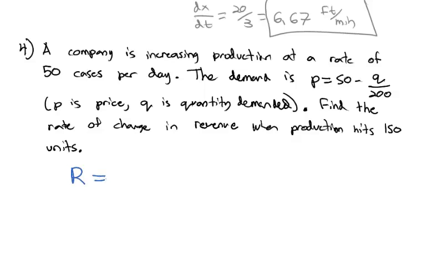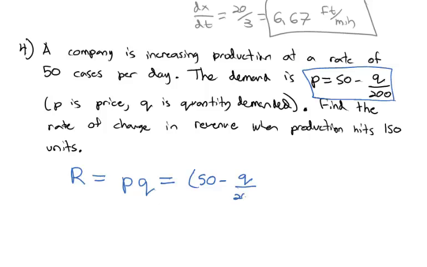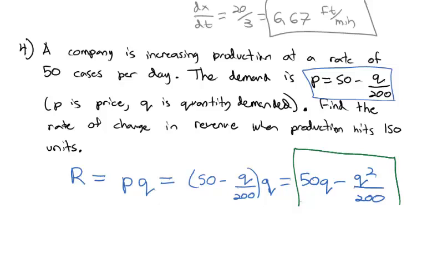Well, you'll remember that the revenue equation is equal to the price times the quantity that we sell. Price times quantity is revenue. So we've got an equation for P, so let's plug that in. P is 50 minus Q over 200, times Q. And so when we distribute, we get 50Q minus Q squared over 200. This is our function we're going to work with.